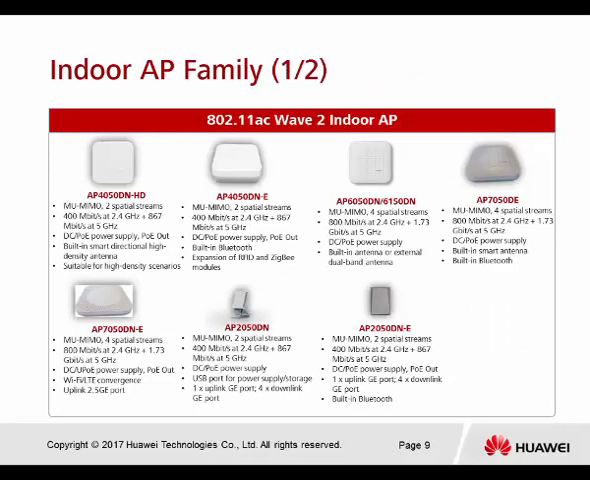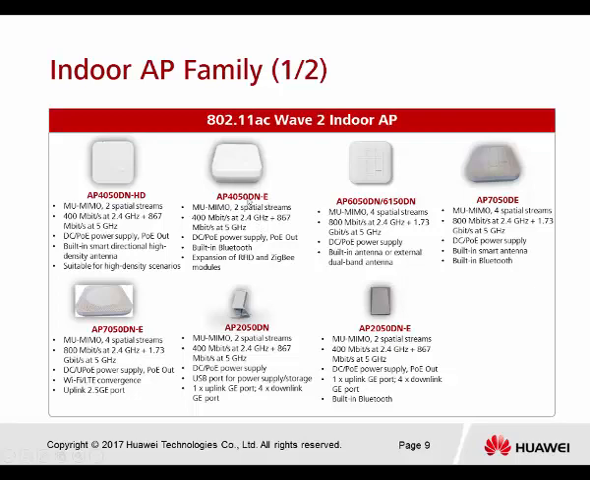So let's look at the indoor AP family. The first one, 11AC Wave 2 indoor use AP. This model is 4050DN HD. HD means the high density use AP. You can see from here the dimension MU, multiple user MIMO, 2 spatial streams. It can provide 400 megabits per second at the 2.4 GHz frequency band. When using 5 GHz, it can support up to 867. We can either use a DC adapter or PoE for the power supply.